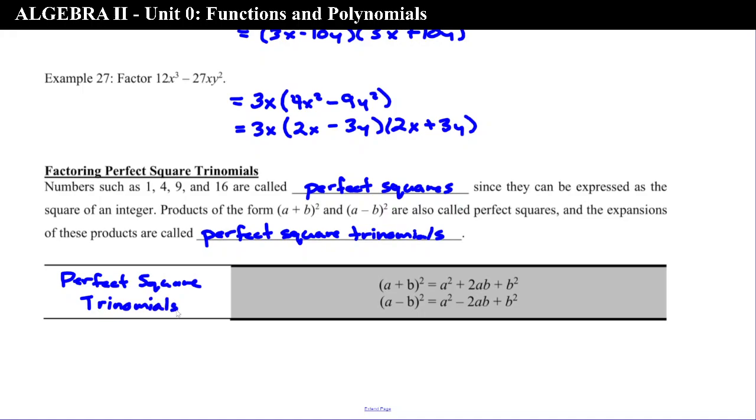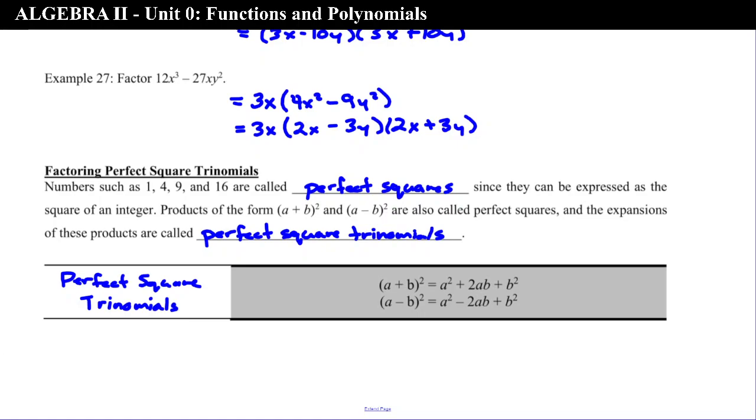So we basically have a plus b quantity squared can be written as a squared plus 2ab plus b squared. A minus b quantity squared can be written as a squared minus 2ab plus b squared. So what you have on the right hand side is the problem that you would be presented, and if you can recognize that as being a perfect square trinomial, then you can factor it into what is on the left hand side.